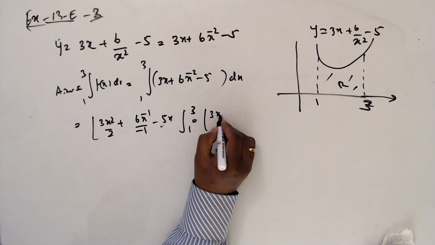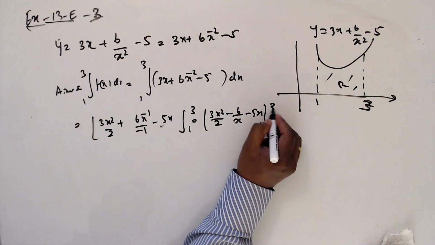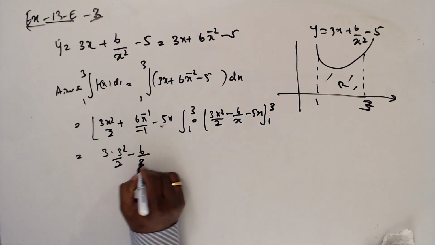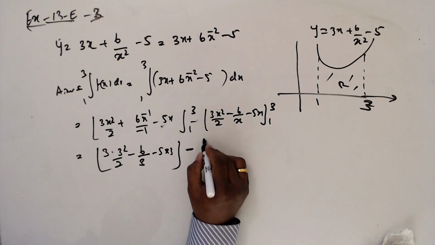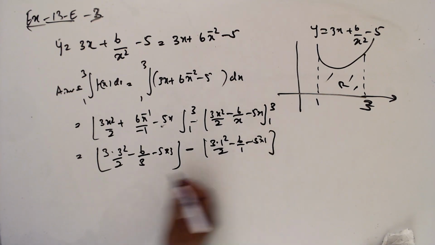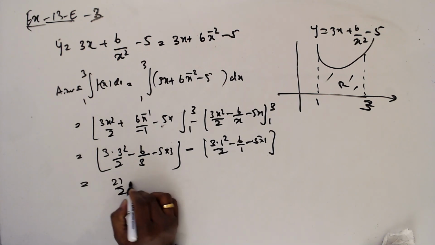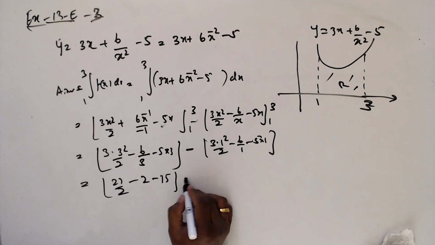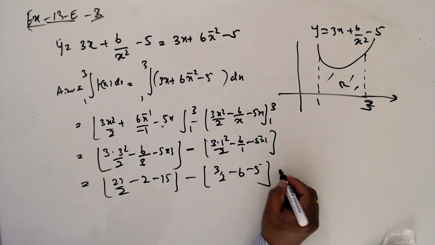This is 3x square over 2 minus 6 over x minus 5x. Substituting 3: 3 times 3 square over 2, 6 over 3, minus 5 times 3, minus substituting 1: 3 times 1 square over 2, 6 over 1, minus 5 times 1. So this is 27 over 2, this is 2, and this is 15, this is going to be 3 over 2, 6 minus 5, so the answer is 6.